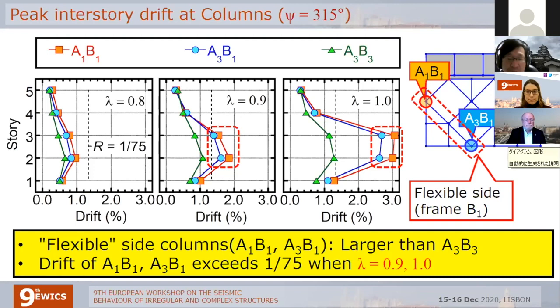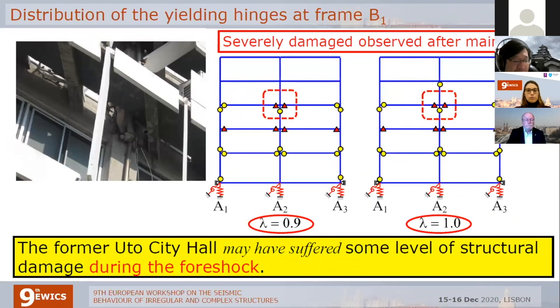Next, the distribution of the yielding hinges at frame B1, the flexible side, is shown here. As you see, three flexural yielding hinges are formed at this node in the case lambda equals 0.9 and 1.0. This is consistent with the actual damage observed after the main shock. This analysis result suggests that the former Uto City Hall may have suffered some level of structural damage during the foreshock.